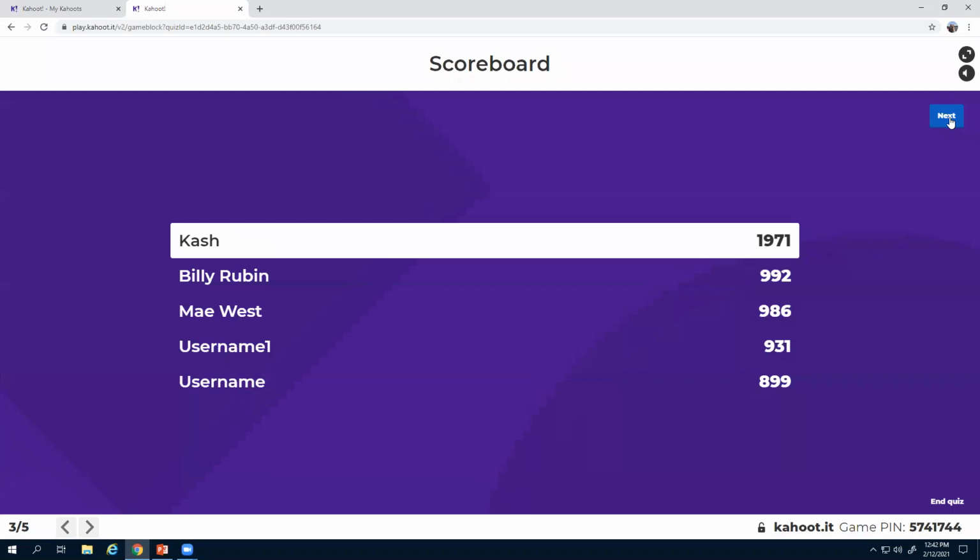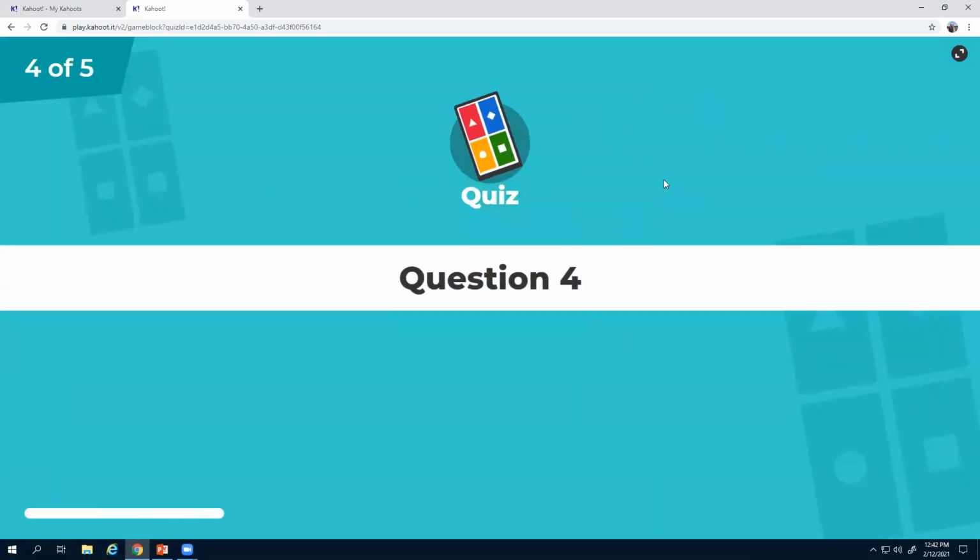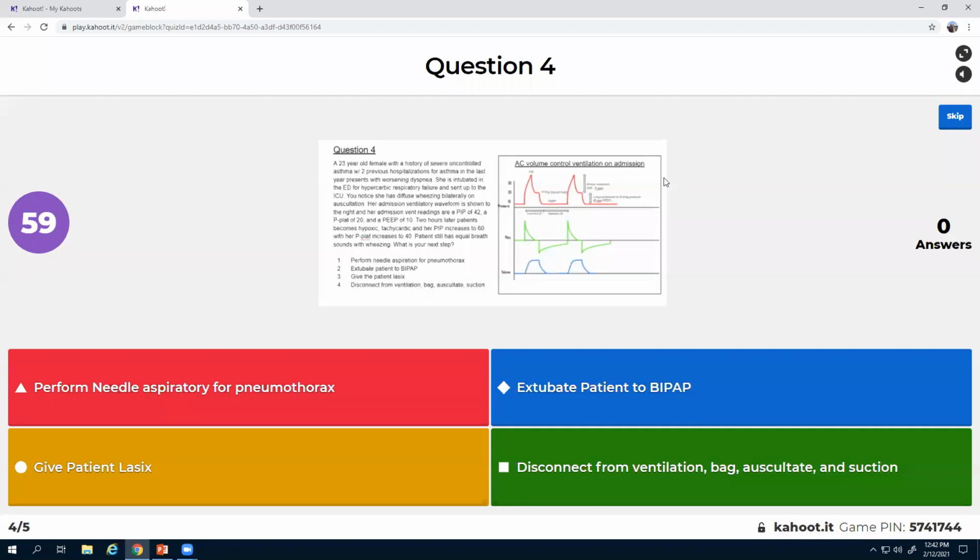All right, I think this is the same patient. This patient has really high resistances, and then two hours later, the patient becomes really hypoxic and tachycardic. Her peak increases to 60 and her plateau increases to 40. She has equal breath sounds bilaterally. So her plateau pressure really spikes, and the question is, why is her plateau pressure spiking right now, and what do you want to do about it? Do you want to do a needle for pneumothorax, extubate to BiPAP, give Lasix, or disconnect from the ventilator, bag her, and do tube suction?